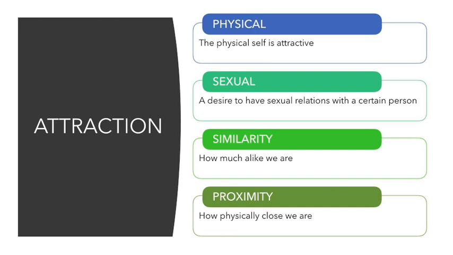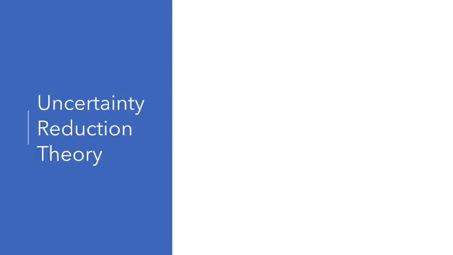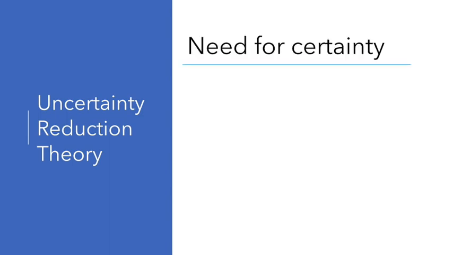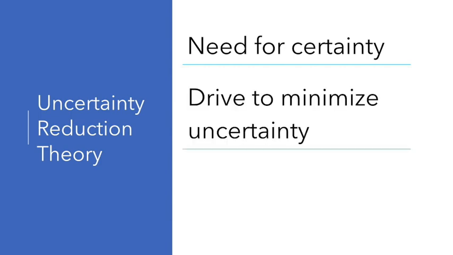The next thing that we look at when it comes to initiating relationships is what we call uncertainty reduction theory. It's a lot of words to basically say we are driven to know people more. So we have, as humans, a deep-seated need for certainty. We want to know if people like us. We want to know about people. We want to know about who are the people that are around us. And so we have a need for certainty. And then we have a drive to minimize uncertainty.